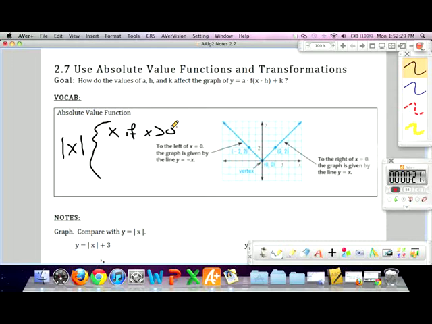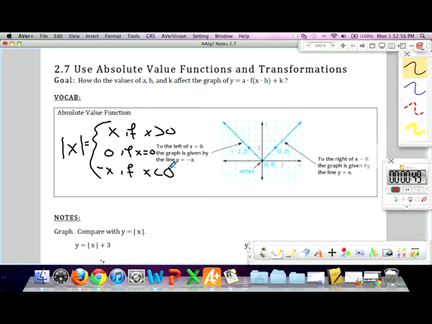What is this scribble? That big bracket means I'm going to define this one function as actually 3 functions that are pieced together. So this is like an open bracket. It's going to be just x if x is bigger than 0. It's going to be 0 if x equals 0. And it's going to be negative x if x is less than 0, or the opposite of x.